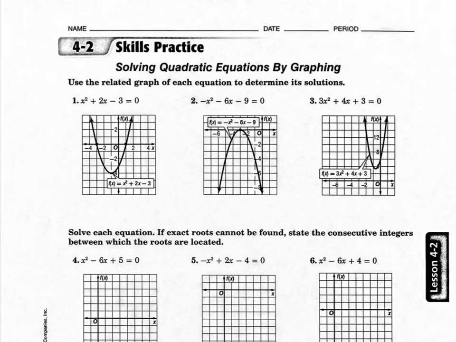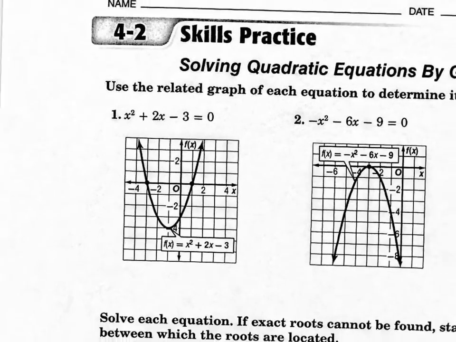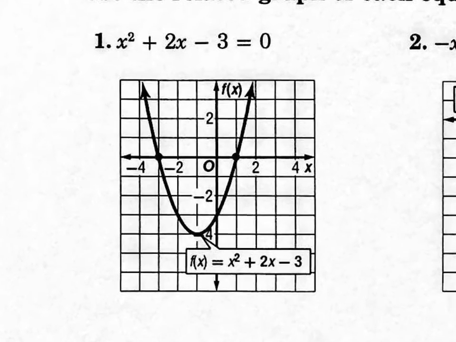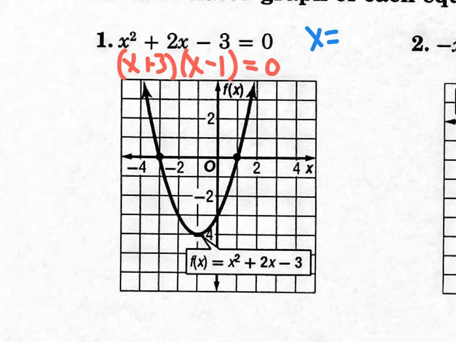Now, if you take a look at number 1, it says use a related graph of each equation to determine its solutions. Okay, so guess what? They already graphed it for you. So they give you a quadratic equation, and we need to solve this quadratic equation. Now, what I would do if I did not have the graph, I would factor and split and solve. So I would think, oh, x times x will give me an x squared. What times what is -3 that if I add together is +2? Well, that's a +3 and a -1. And if I split them and solve, I'd get my two answers, x equals what?